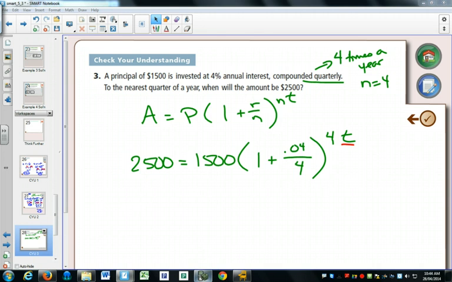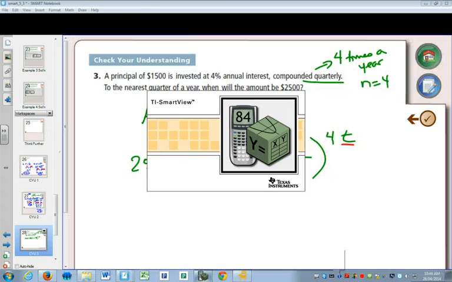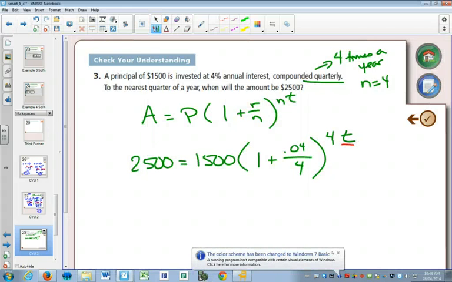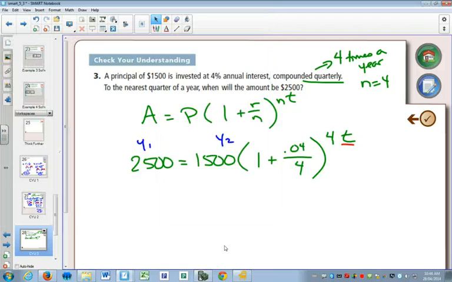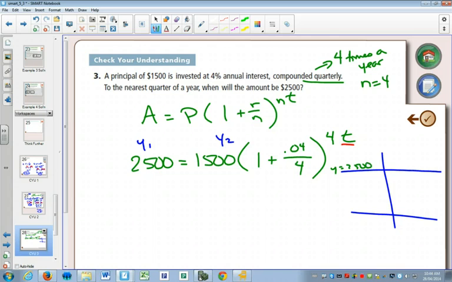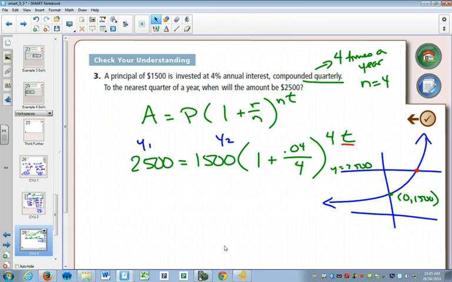But for right now, I'm going to take out our graphing calculator. I'm going to put this side into y1 and this side into y2. As a basic idea, this is a straight line, so somewhere, just a quick sketch, 2,500 is going to be a straight line. And somewhere over here, I'm going to have an exponential graph with an initial point of 0, 1,500. And because this value is bigger than 1, I know that it's increasing, and somewhere they're going to intersect.